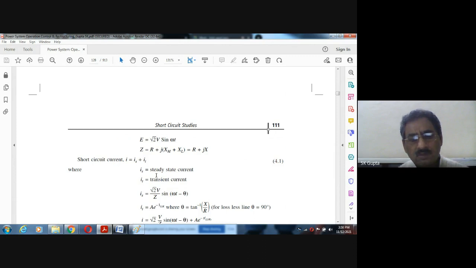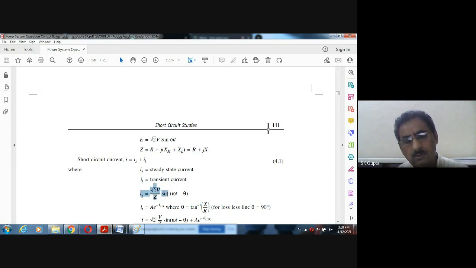There are two types of currents, as I told: steady state current and transient current. Steady state current will be √2V by Z. Z क्या है? ये R plus JX. So voltage is sin omega t, current will also be sin omega t with some power factor angle. Power factor angle theta is given by tan inverse X by R. Depending upon the value of X and R, the power factor angle will be there. So this is sin omega t minus theta or phi. This is the steady state current.